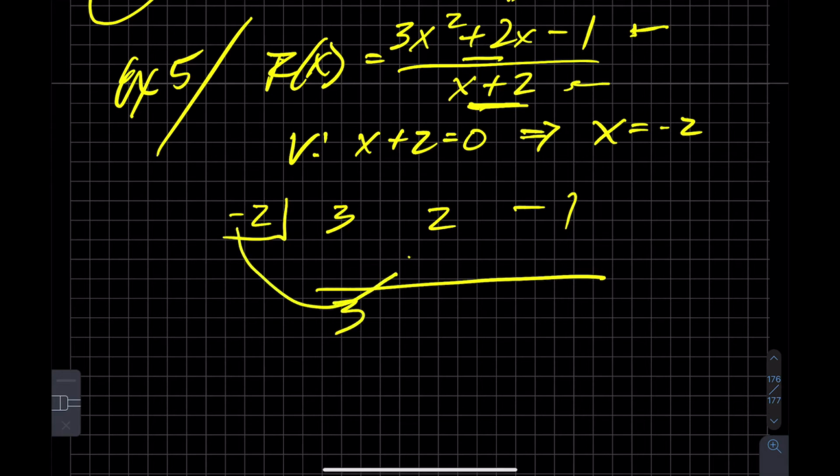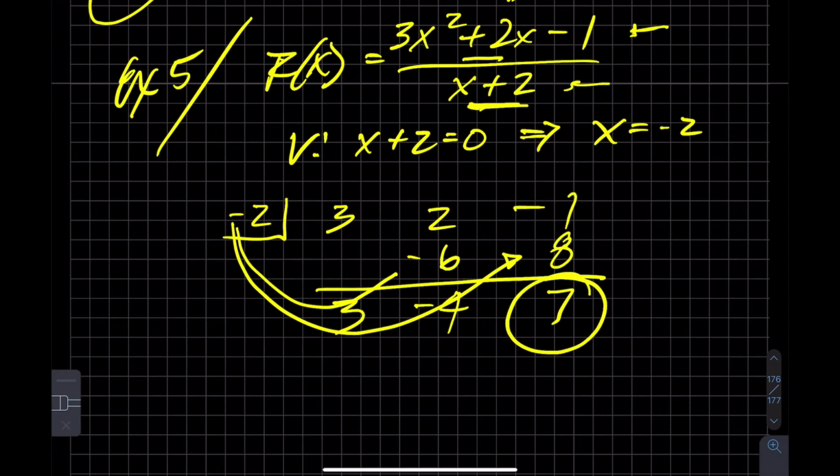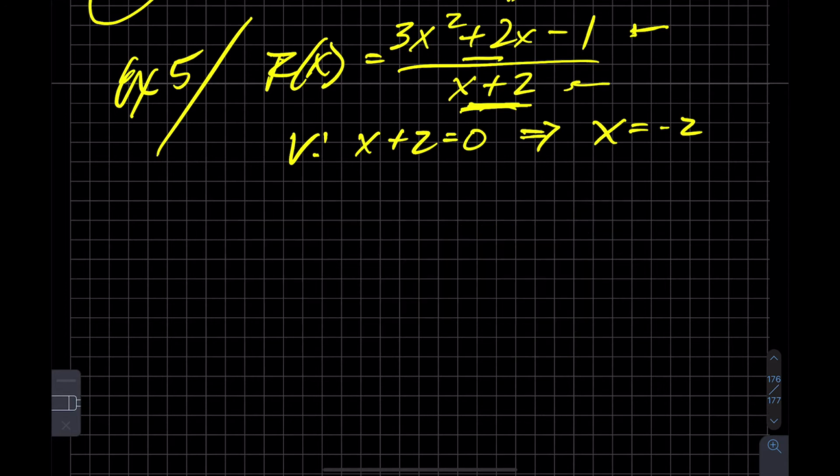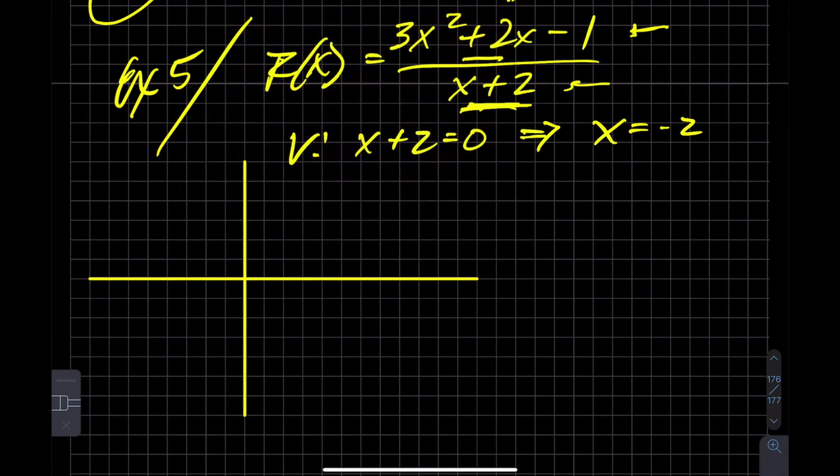Negative 2 times 3 is negative 6. Negative 6 plus 2 is negative 4. Negative 2 times negative 4 is 8. And so I get 7. There is a remainder. That means that x plus 2 is not a factor of the numerator because x plus 2 doesn't divide the numerator. So I do not have a removable discontinuity. And so I know that my function looks something like this with a vertical asymptote at x equals negative 2.